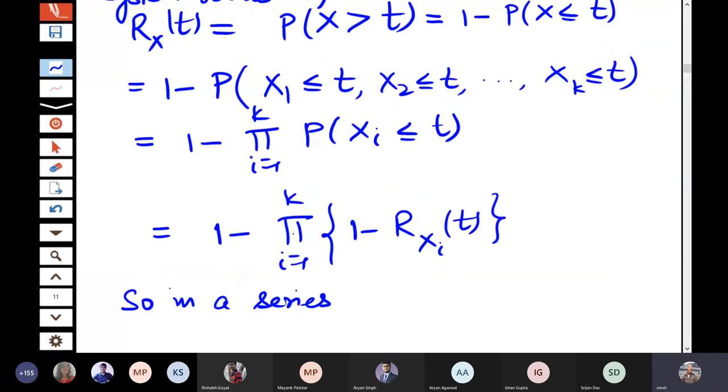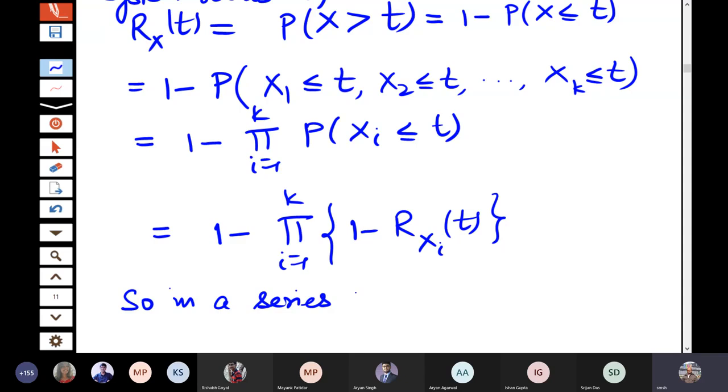If you multiply these product terms, 1 minus y1 into 1 minus y2 into 1 minus yn, how many terms will be there? There will be too many terms coming. So it will be a much more complicated formula. Of course, one can do it using that, but it is going to be complicated.